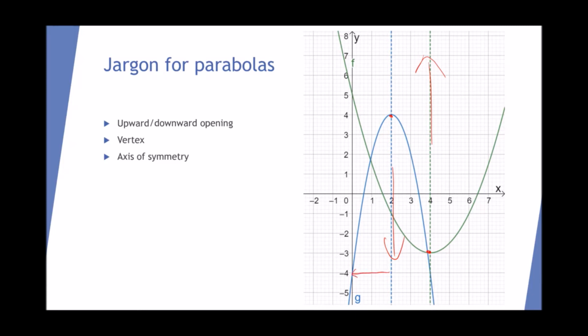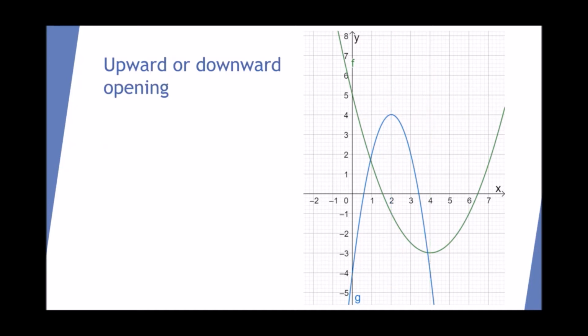This point is just as far from the axis of symmetry as the opposite point is, and that goes for anywhere on my parabola. And the same for the other parabola, and in fact for any parabola. So enough about the jargon, enough about the terminology. Let's have a look at upward or downward opening parabolas. Specifically, how can we determine that from the formula?